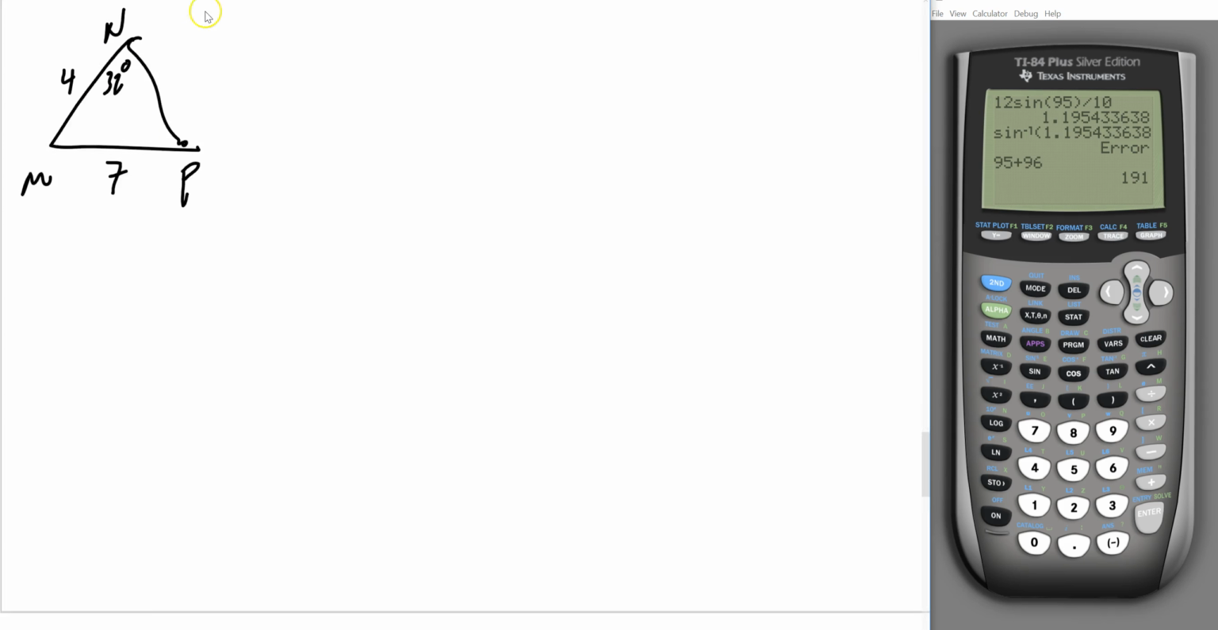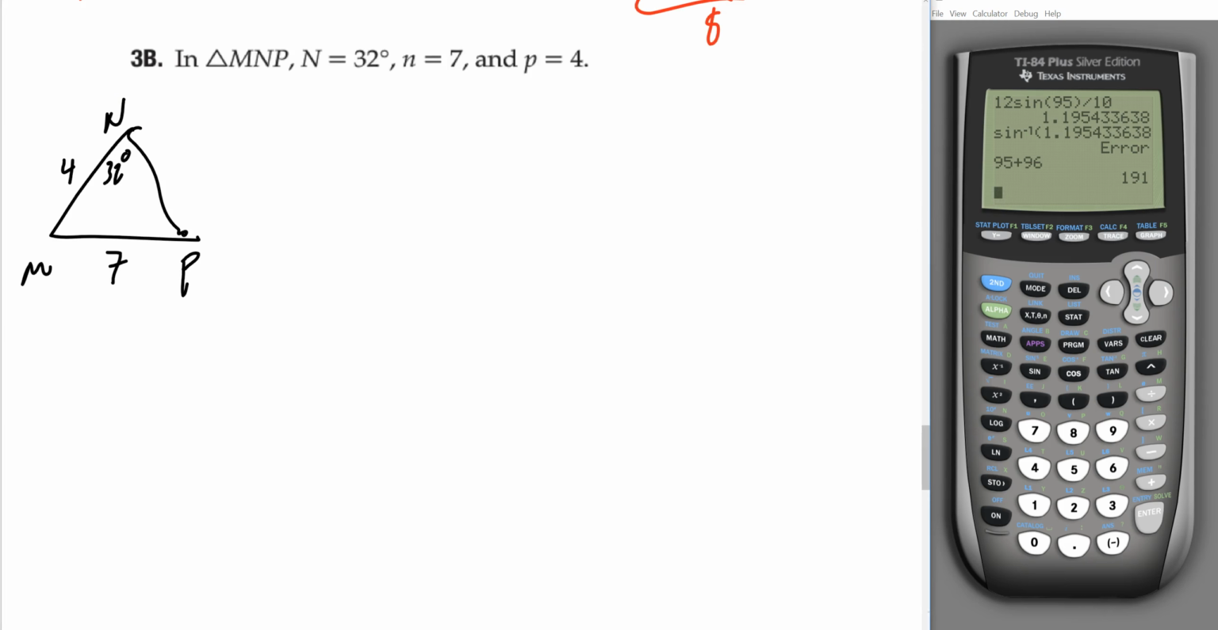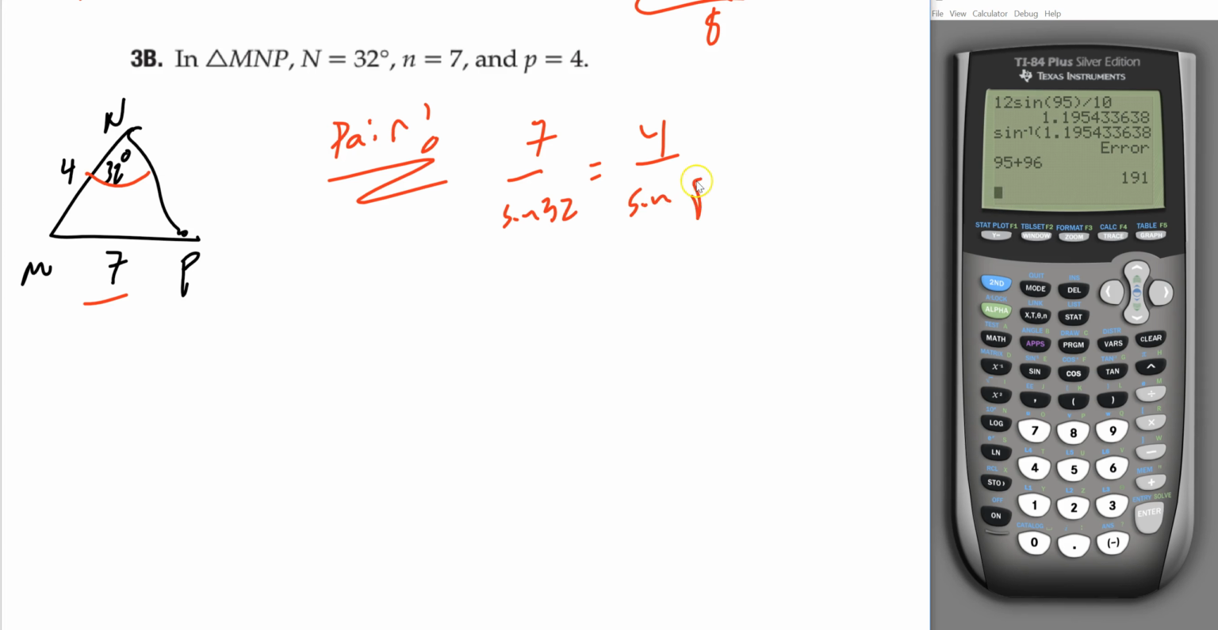So again, notice we have a pair, so we could do law of sines. So I have this and this, a pair. I'm going to do 7 over sine of 32 equals 4 over sine of P. Now you can tell right off the bat, again, this one, the angle's too small. I have no idea what's going to go on here, but I do know it's probably going to be a triangle. Is it 1 or 2? That's what we have to figure out.